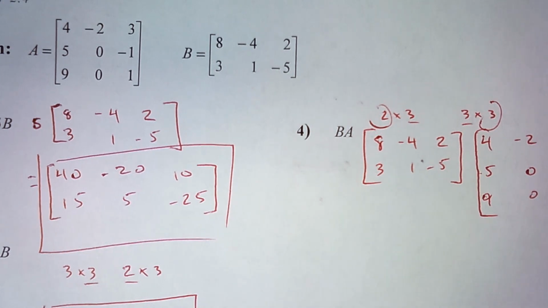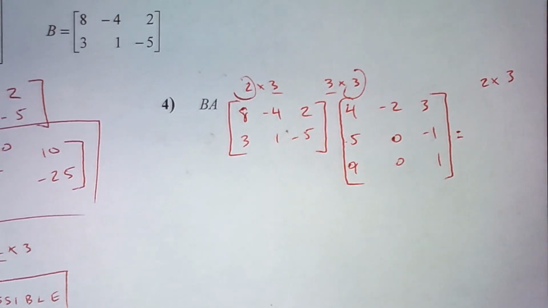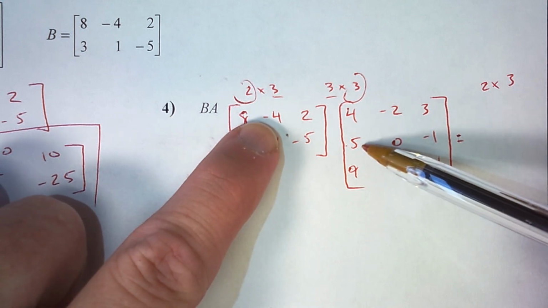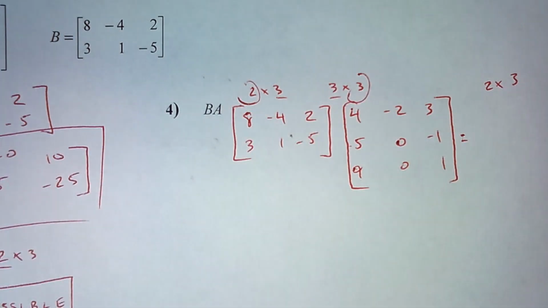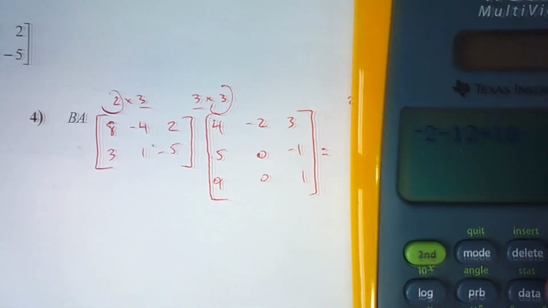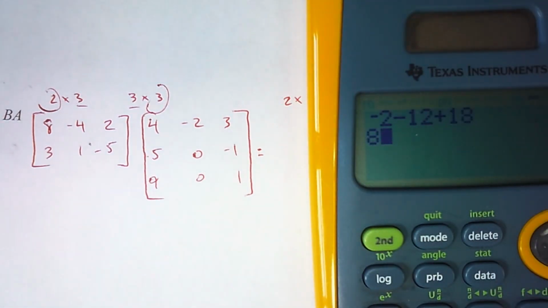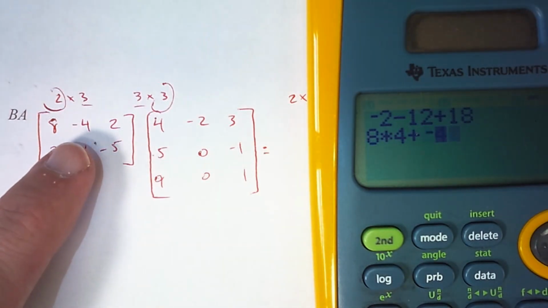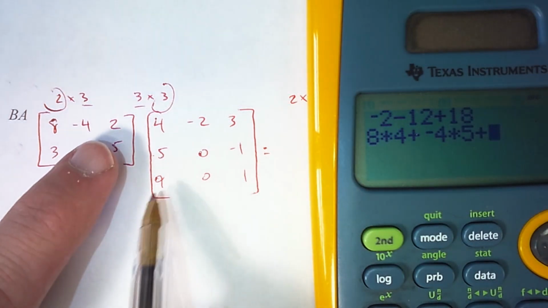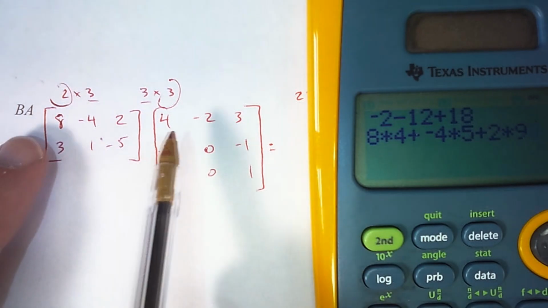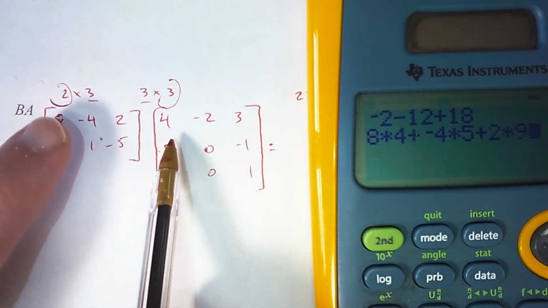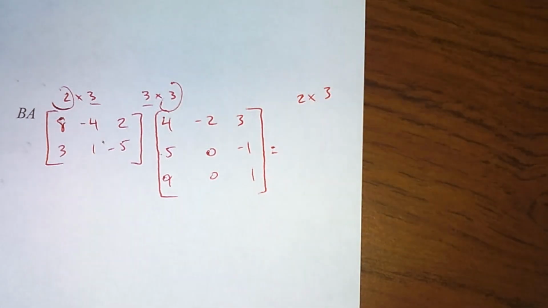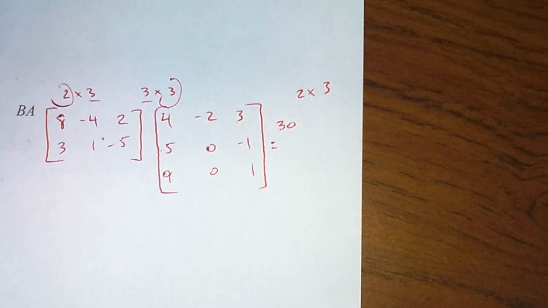2 rows, 3 columns. So to multiply these, I'll do 8 times 4 plus negative 4 times 5 plus 2 times 9. So we go over with the left hand, down with the right hand. And that equals 30. So my first element is 30.